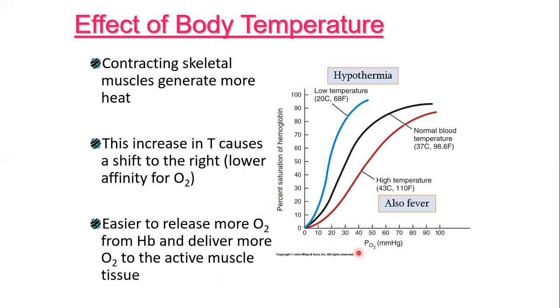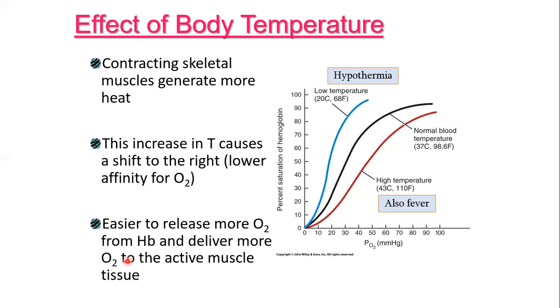Let's start with the first factor, the effect of body temperature. The contracting skeletal muscles will generate more heat, and this increase in temperature will cause a shift to the right. Shift to the right means lower affinity for oxygen. Why? Because it would be easier to release more oxygen from hemoglobin and deliver this oxygen to the active muscles.